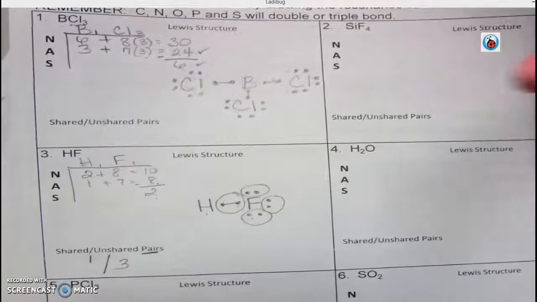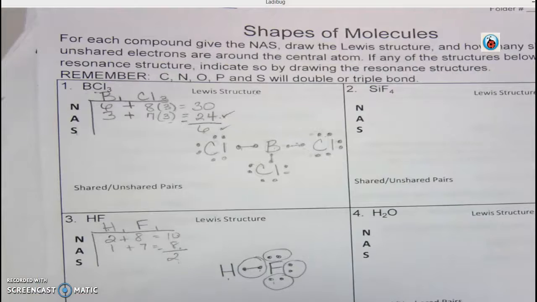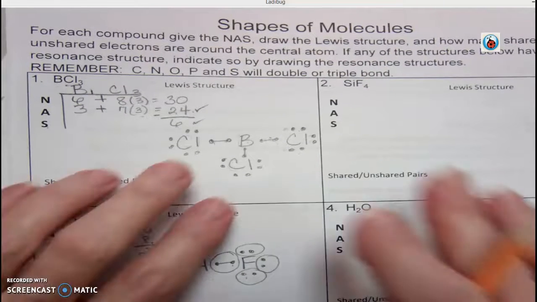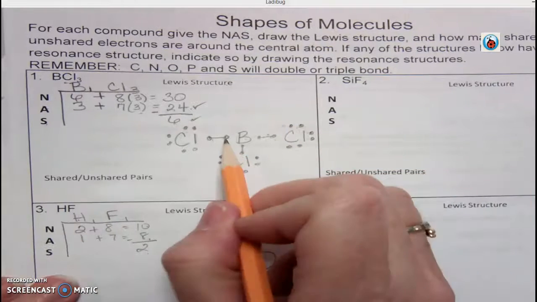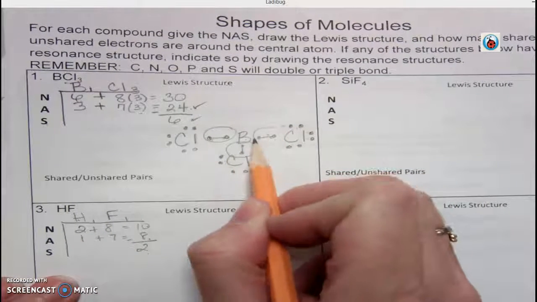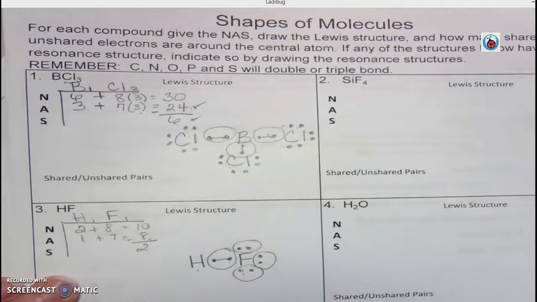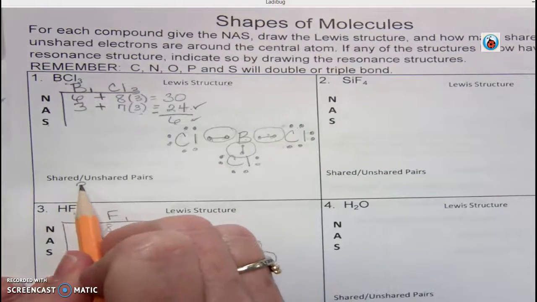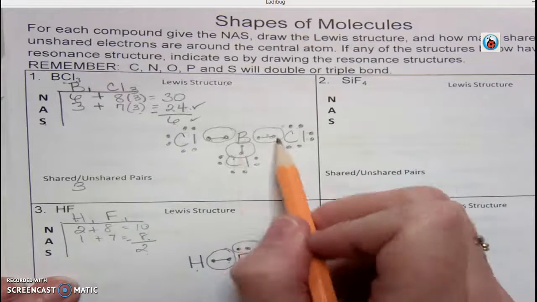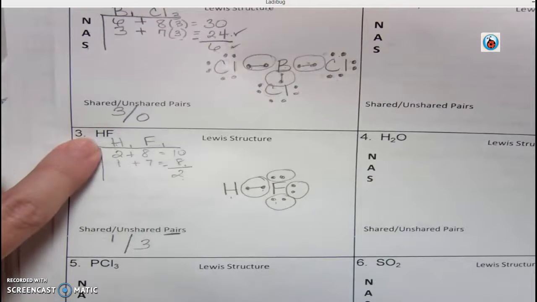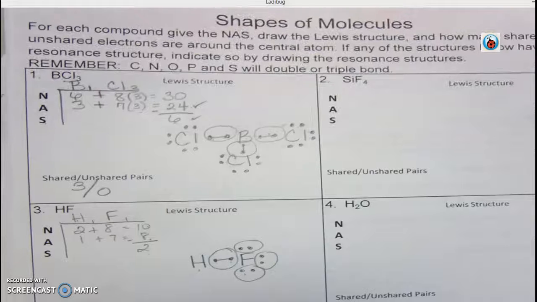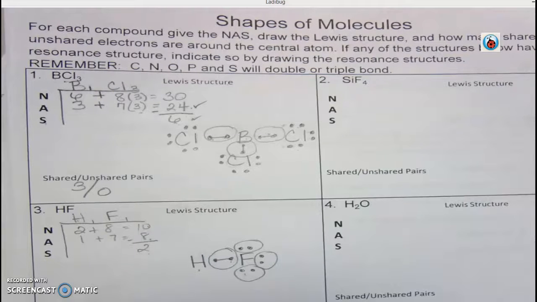Let's go back up here, though, to this boron trichloride. So again, we're only looking at the central atom, which is boron. So how many shared pairs of electrons does boron have? He has 3 shared pairs, and how many are unshared around him? 0. So he's what we call a 3-0, and then this hydrofluoric acid is a 1-3. So you're going to count up shared versus unshared pairs too after you draw your Lewis structure.